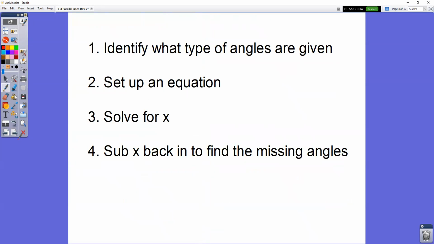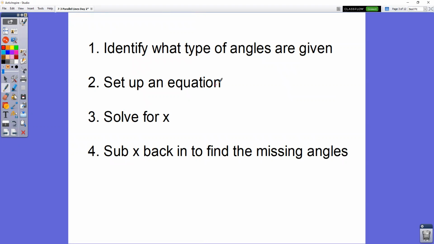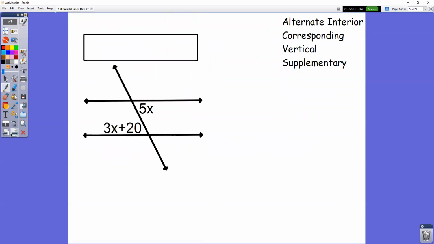So again, the steps that you're going to follow today, the first thing that you're going to have to do is identify what type of angles are given. So by that, I mean, are they supplementary, vertical, corresponding, or alternate interior? Then you're going to set up an equation. Again, you have to decide, do they add up to 180 or are they equal to each other? You're going to solve that equation for X, and then you're going to sub it back in to find the missing angles. So there are 5 different types of questions.